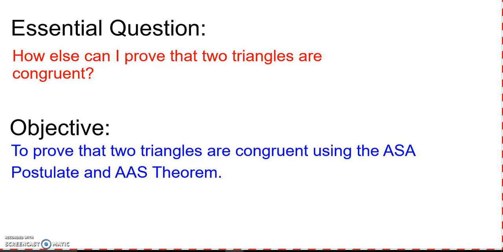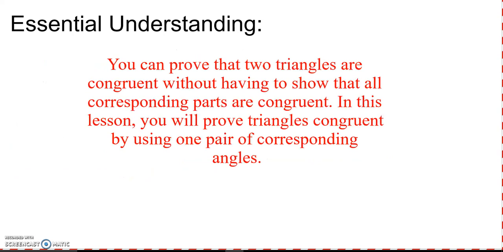So our objective is to prove that two triangles are congruent by using ASA, which stands for the angle side angle postulate, and AAS, which stands for the angle angle side theorem. So you can prove that two triangles are congruent without having to show that all corresponding parts are congruent. In this lesson, you'll prove triangles congruent by using one pair of corresponding angles.